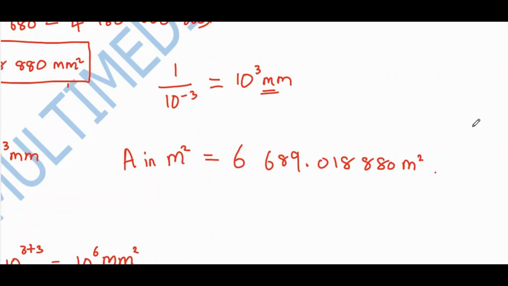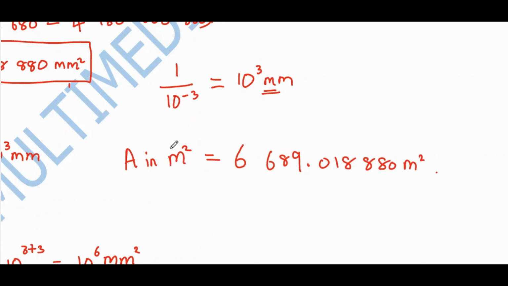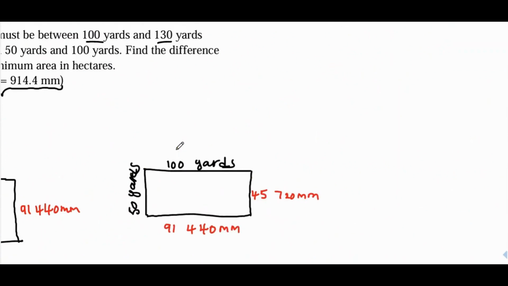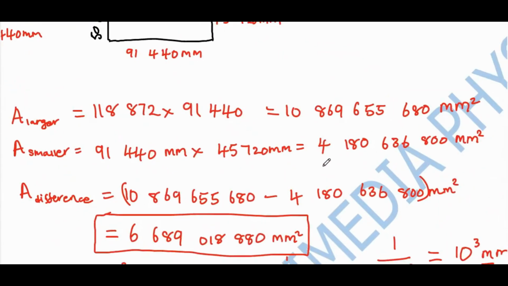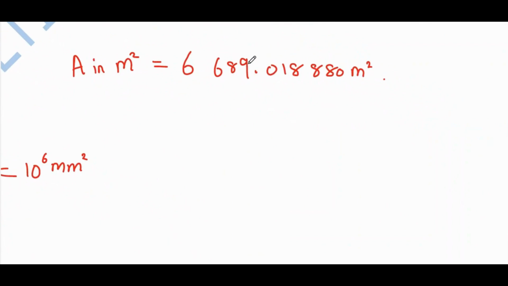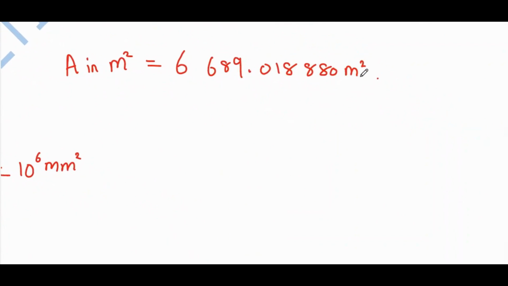Now, I already have the area in square meters and I have to change it into hectares. Let's check the conversion factor where 1 hectare is equivalent to 10,000 square meters. It's given in the question here. 1 hectare is equivalent to 10 raised to power 4. Now I have the area difference in square meters, and I have to change it into hectares by dividing by 10 raised to power 4.